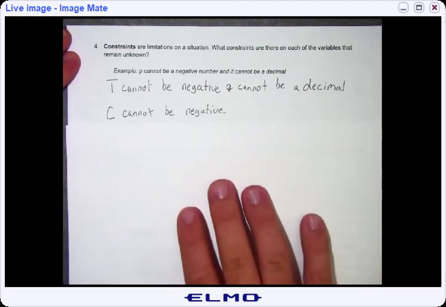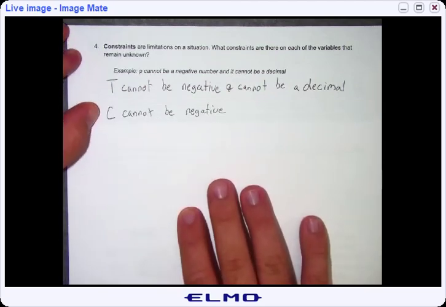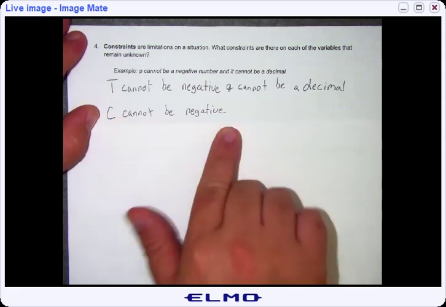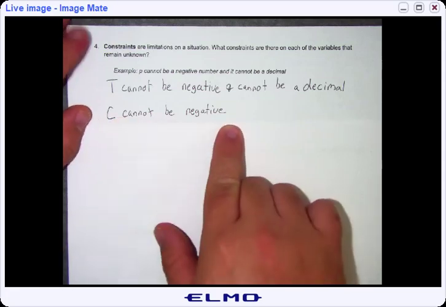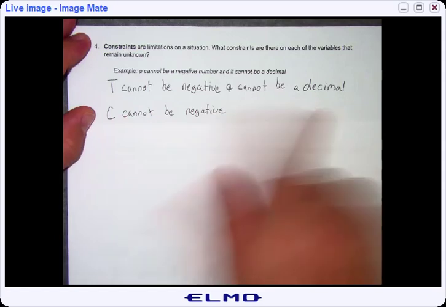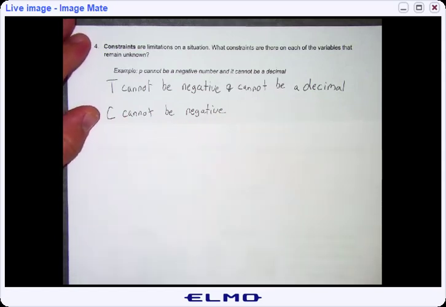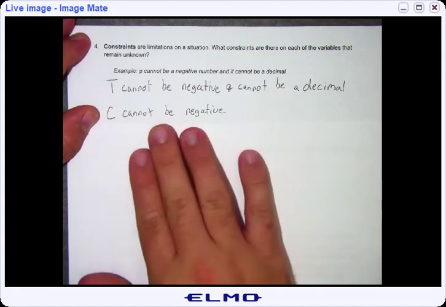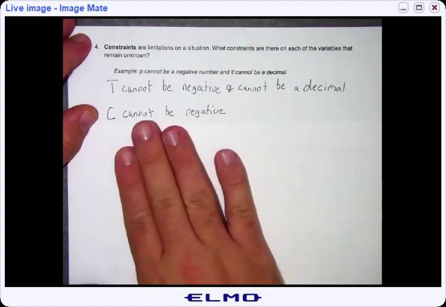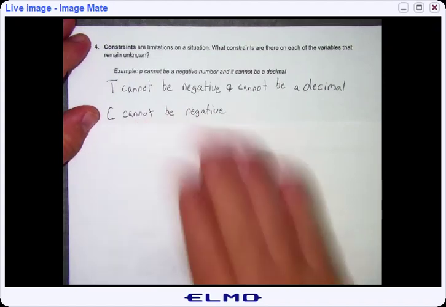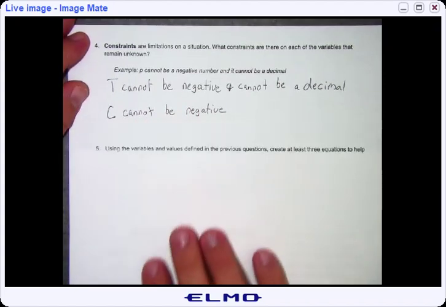And then if we were looking at the total cost, remember C is the total cost, I just said that it cannot be negative. I didn't put the cannot be a decimal part because remember, with money, it can be a decimal. If we're talking about dollars and cents, my cost could end up being a decimal. So we're not going to put that.